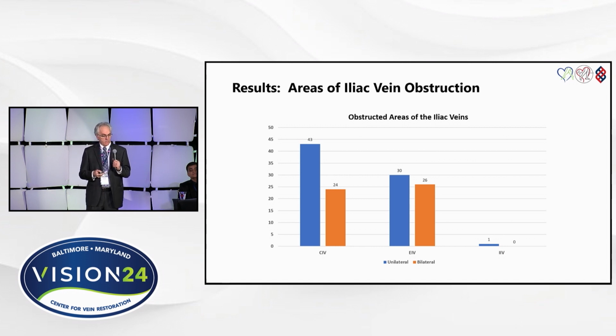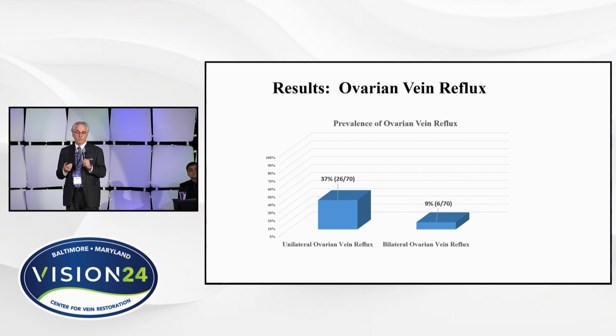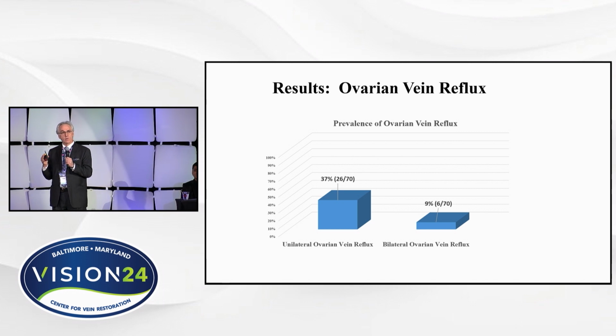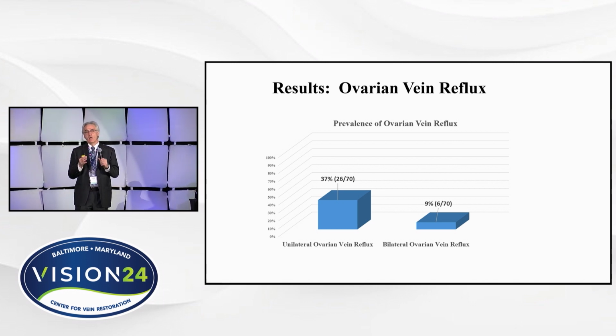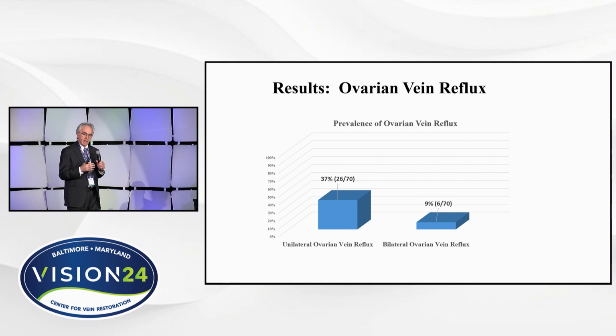And then when we look at the prevalence of ovarian vein disease, again in this group of 70 women, we saw 26 out of the 70 had evidence of unilateral reflux, and only about 9% had bilateral ovarian disease. Now, some of this data may be a little biased because we routinely look at the left ovarian vein. We may have missed some, so the incidence of bilateral disease may be a little underrepresented in this patient cohort. But again, this is identified in the P part under anatomy.